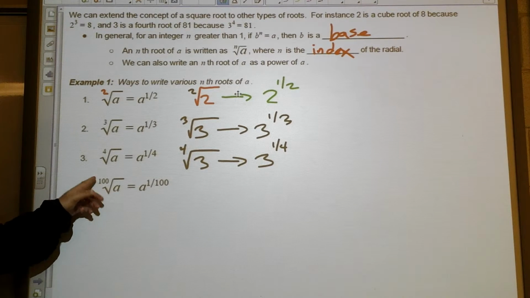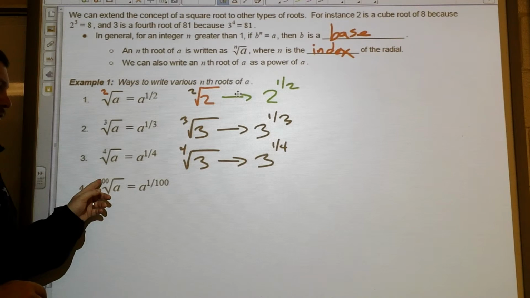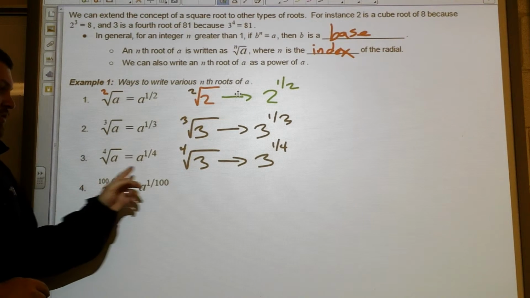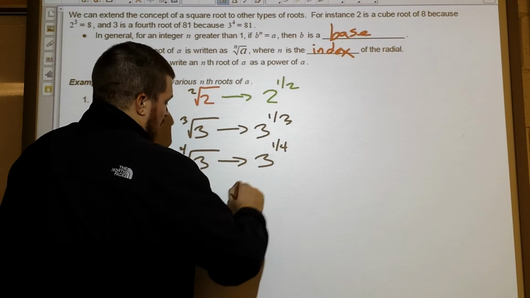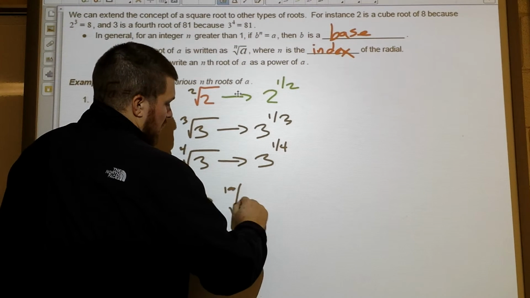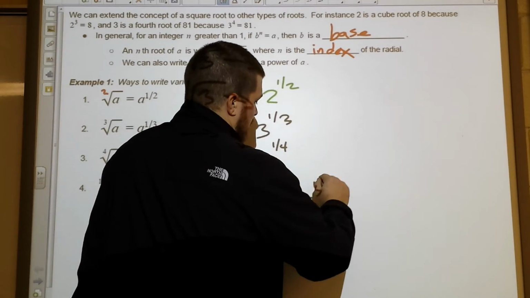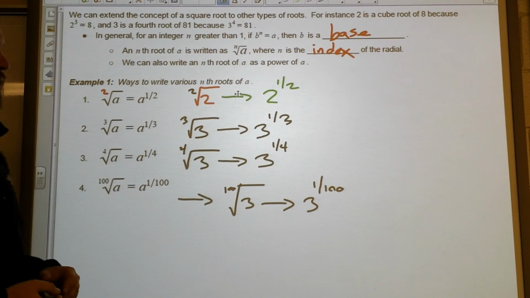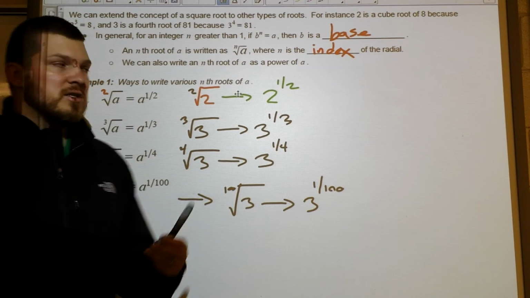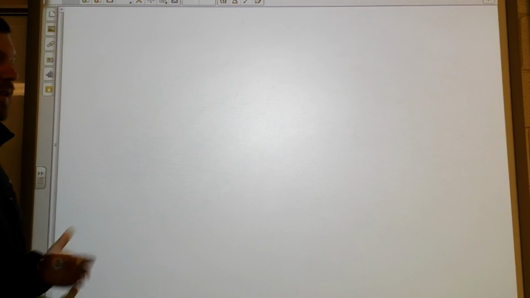And then finally, same thing, it works for any index. For example, if I had the 100th root, my index is 100, so it goes on the bottom of my fraction. So let's say I have the 100th root of 3, and I can rewrite that as a power, say 3 to the 1/100th power. So rewriting roots in their power form is very easy. Just remember the index goes on the bottom. And that's it for this video.